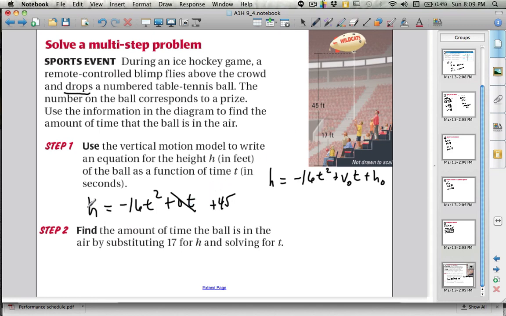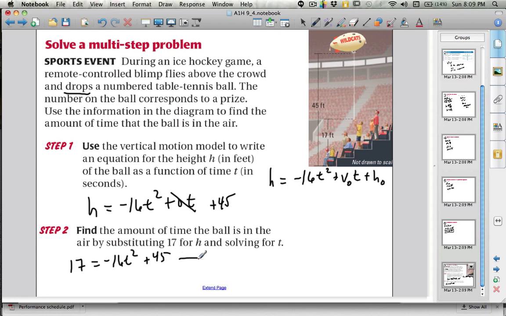So when we want to look at its height, when the person catches it, its height is 17. So we're going to put that in for the height. We want to know when it was 17 feet off the ground, because that's the height when this guy catches it. We'll be able to now find the time for that.